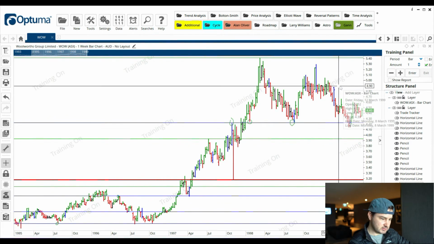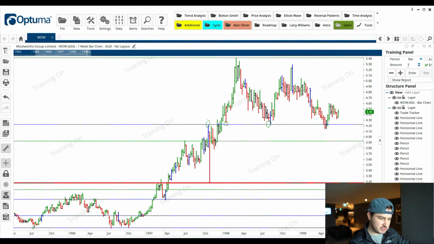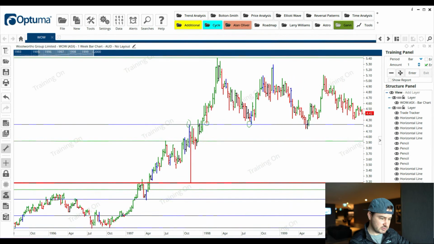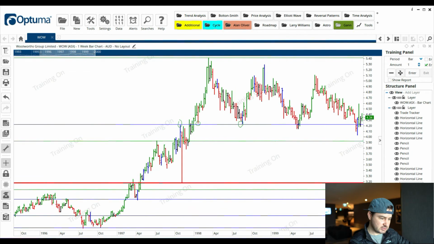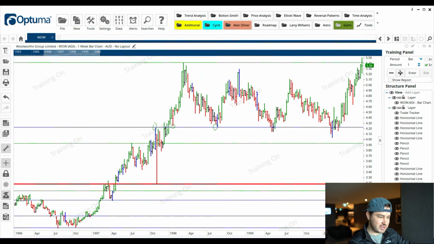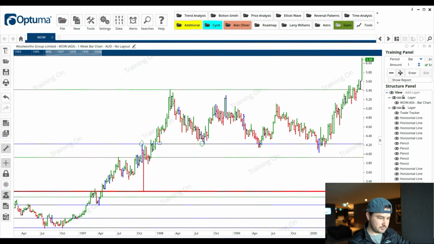Okay, so it's come down and hit it and bounced off. Is it going to break through it to the downside? We'll have to wait and see. Let's go forward. It's coming down to it again. It's hit it. It's kind of bouncing off it. But that is our active level.